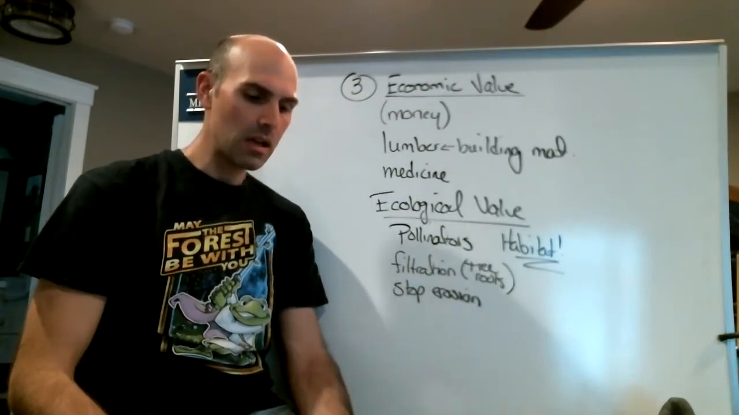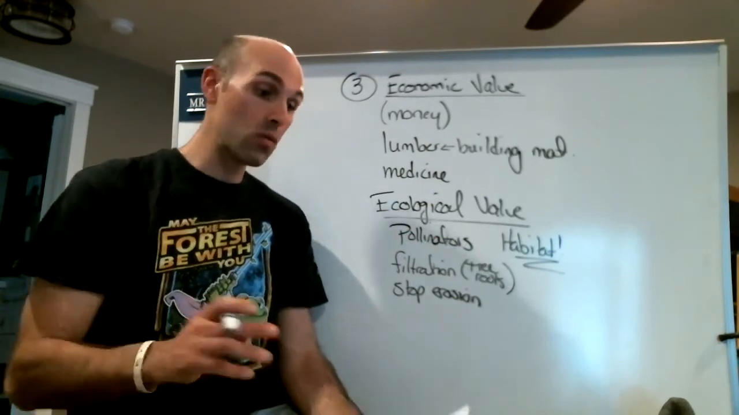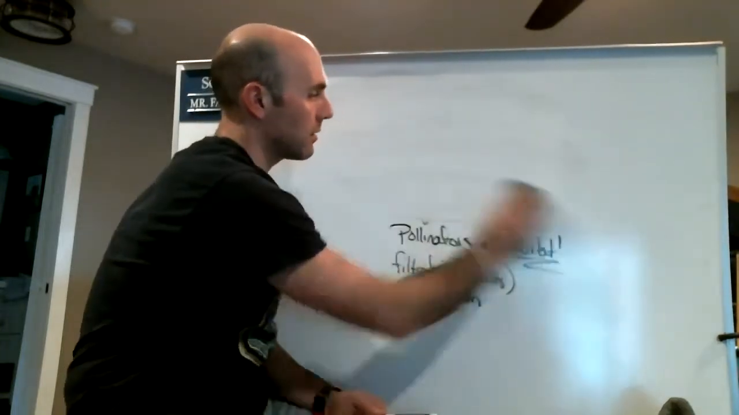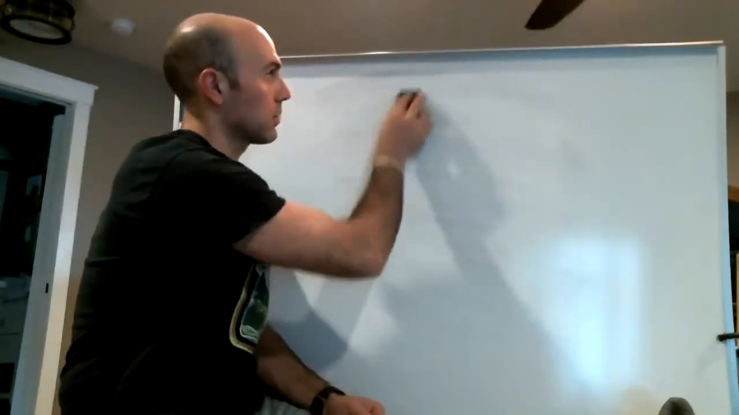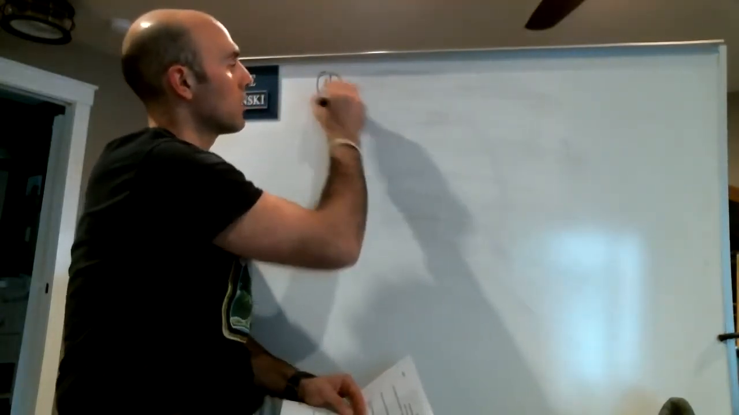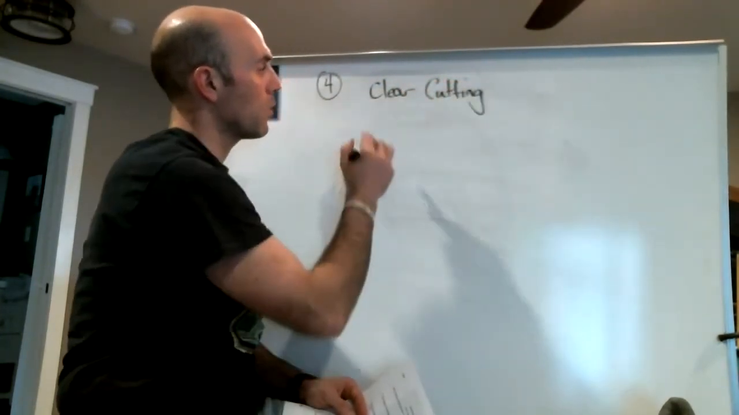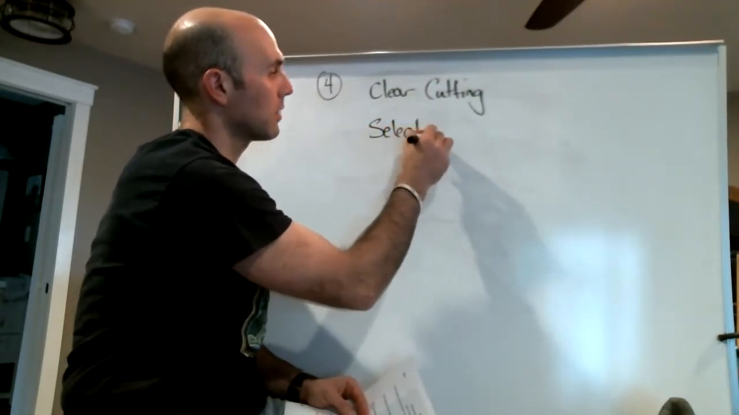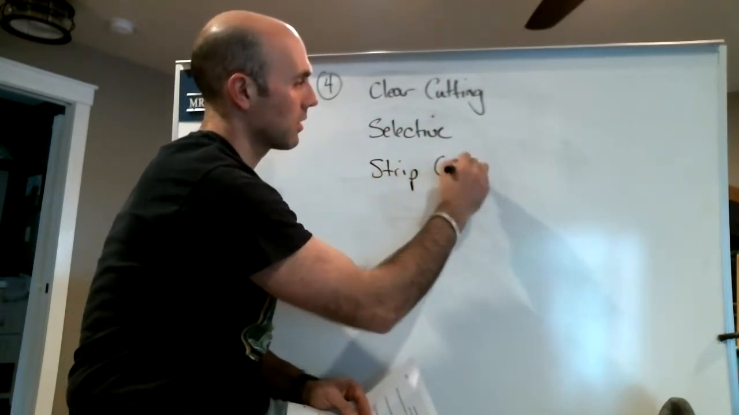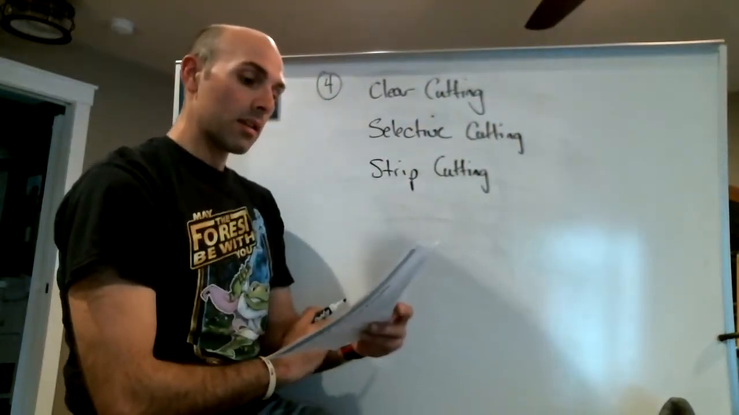Okay. All right. Number 4. What are the 3 ways in which we could harvest timber? Very good. What are the 3 ways in which we could harvest timber? Let's take a look at number 4. We have clear cutting. We have selective. And we have strip. Okay. Describe the 3 ways in detail.